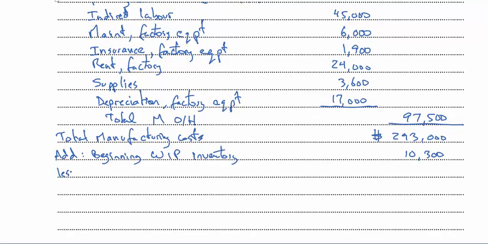And then we're going to subtract ending work in process inventory, 15,150. And I'm just going to put the brackets around there for emphasis. They're not strictly speaking necessary because we are saying less here, but anyway. And when we do the math, we then get a number of 288,150.